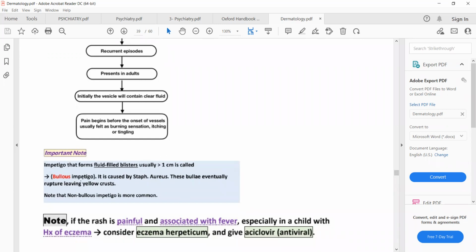Now there's another form of impetigo, that is bullous impetigo. If the blisters that are formed in impetigo are more than 1 centimeter in size, or if they are large fluid filled blisters, then it is known as bullous impetigo.